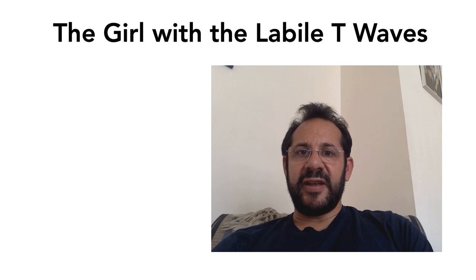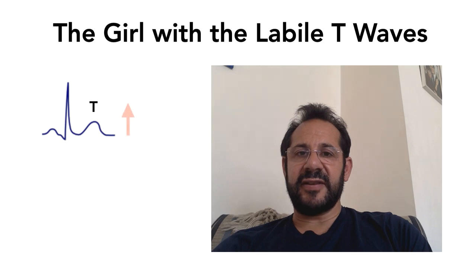T waves are the electrical resetting of the heart represented on the ECG. And you'll see here the T wave is initially upright and then becomes upside down as a result of the girl being frightened by a very loud noise.